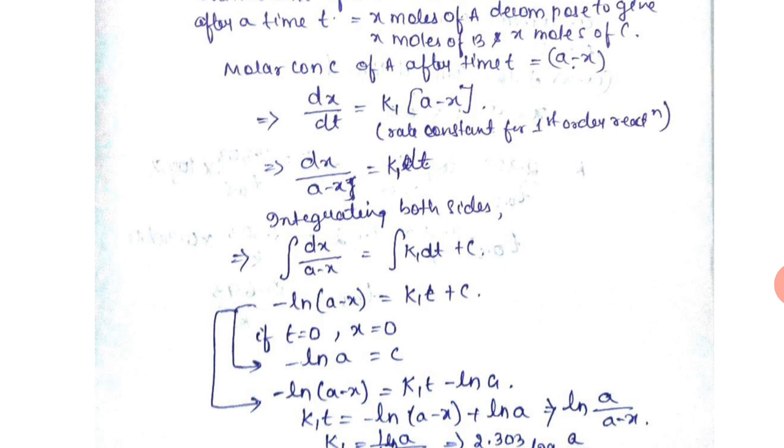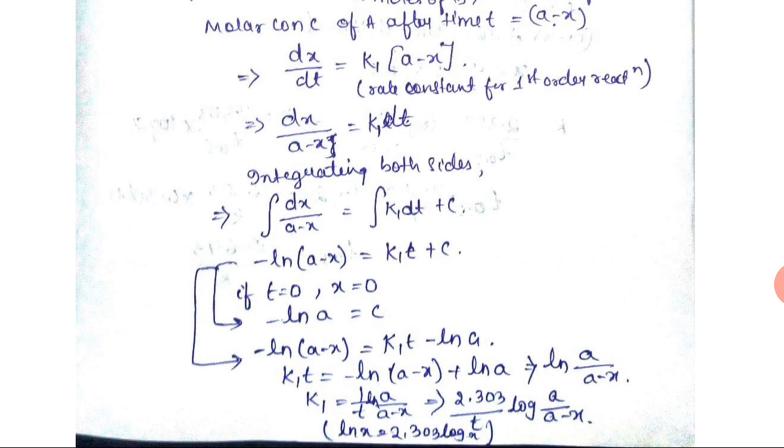So integrating both sides, we get minus ln(a minus x) is equal to K1 t plus C. Now we have to take the time as 0. If time is 0, x should also be 0. Then we get C is equal to minus ln a. Applying the same formula to minus ln(a minus x) equals K1 t plus C, we get the rate constant K1 equal to 2.303 by t log a by (a minus x).